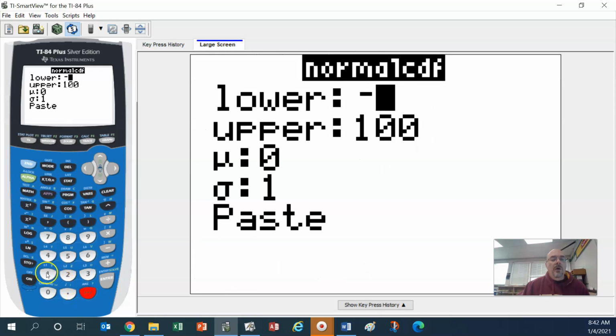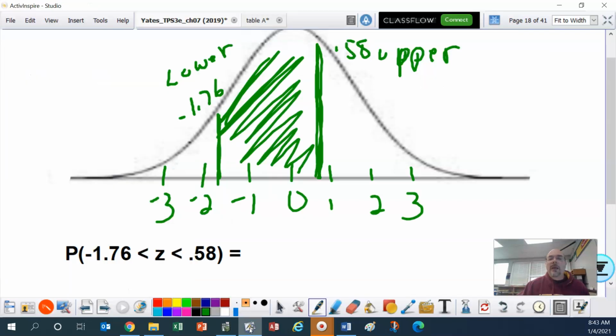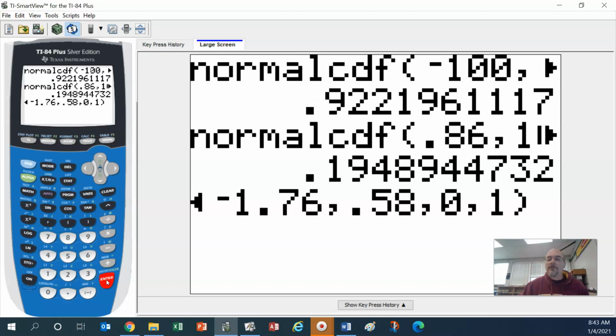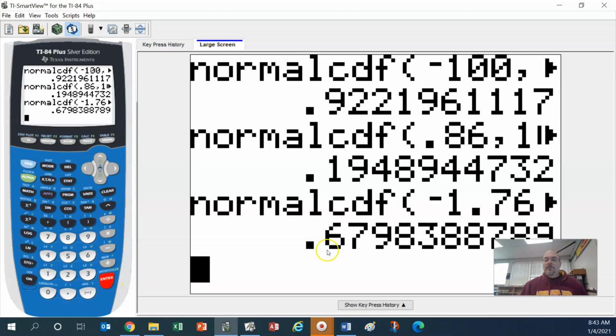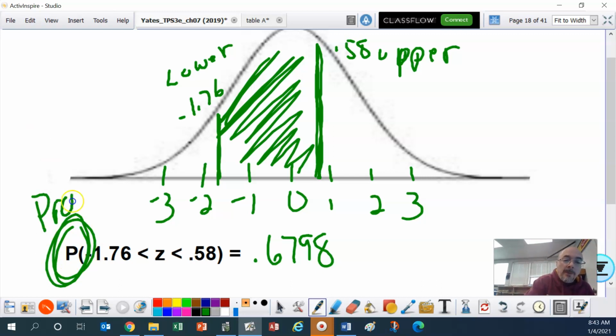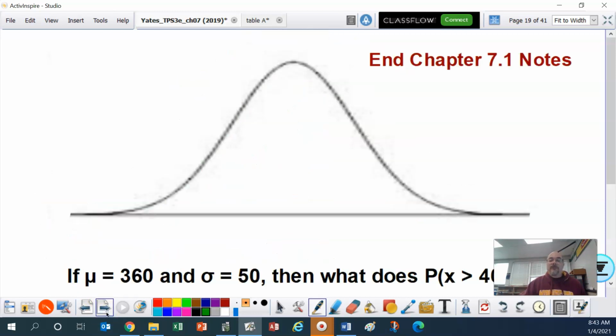So negative 1.76, and the upper bound is 0.58. And voila, 0.6798. So that's the area, or the probability of landing in that section, or between that. Remember, area and probability are interchangeable. All right, I think that was it.